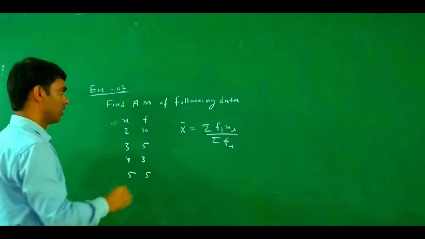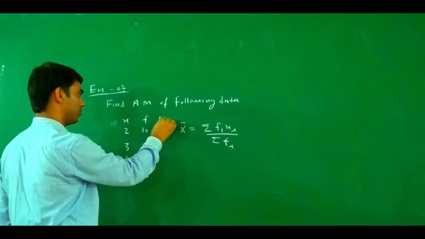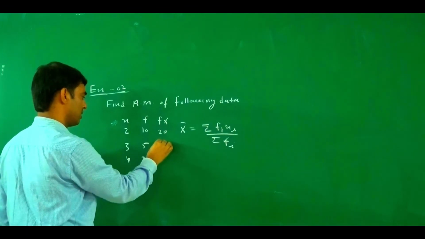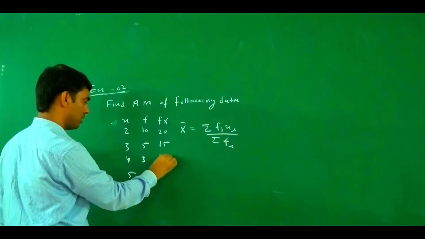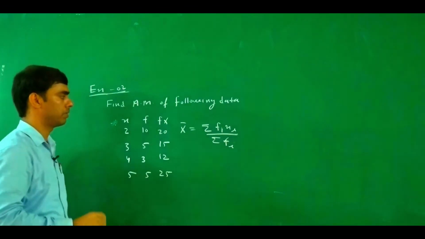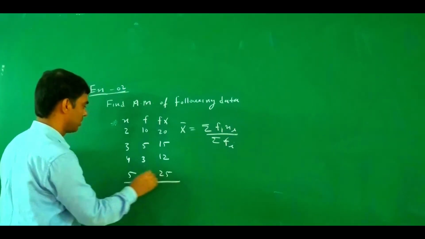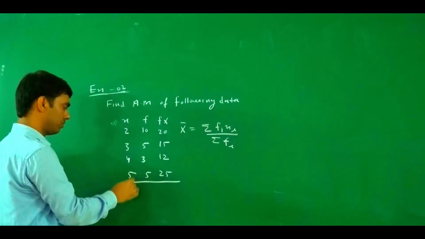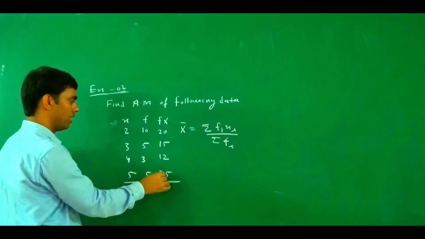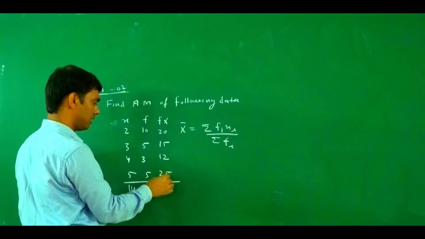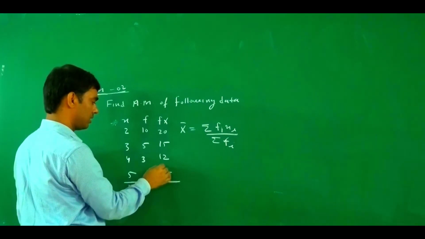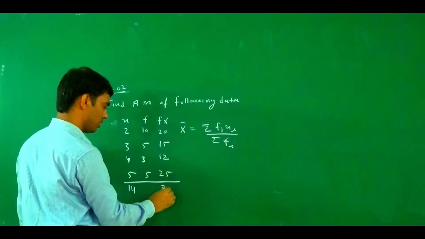So what is fixi? f into x. This one is 20, this one is 15, this one is 12, this one is 25. So what is the value for the sum of these? 20 plus 15 is 35, plus 12 is 47, plus 25 is 72.